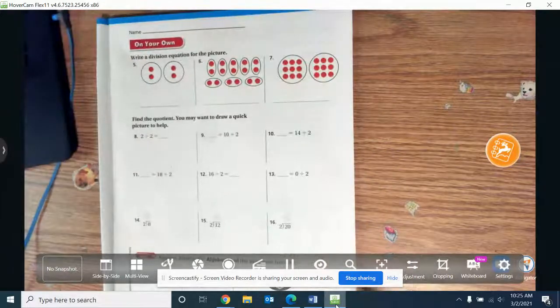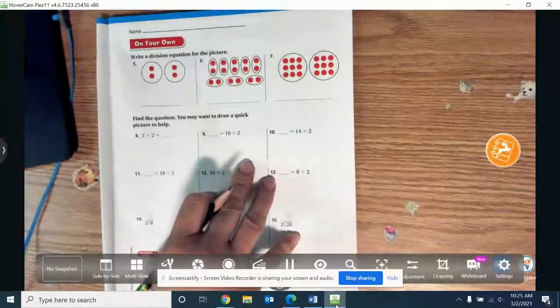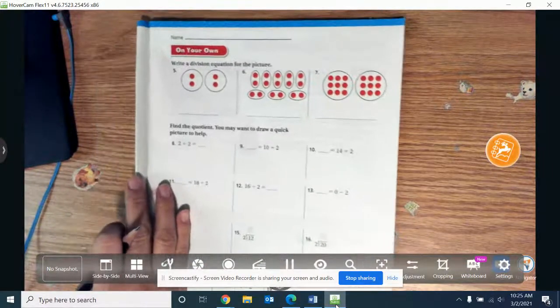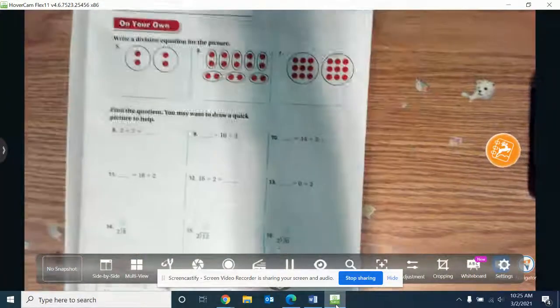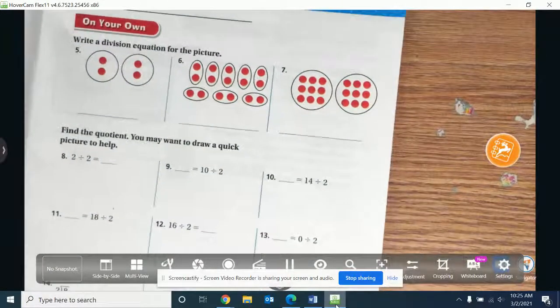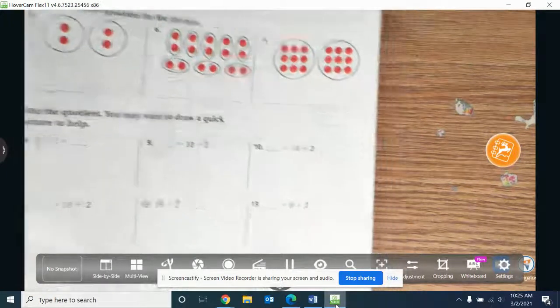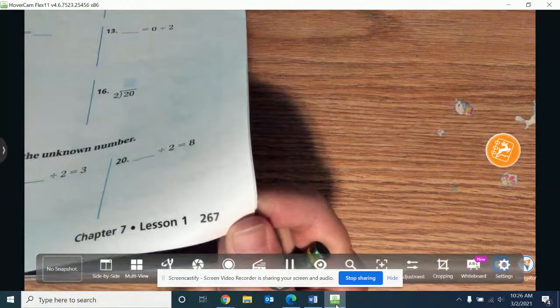Make sure you're paying attention. We're going to continue with the classwork. You guys work with me. Number 5. Fix this here. Write a division equation for the picture. We're continuing as in the previous page. And I forgot to tell you, but we are on page 267.